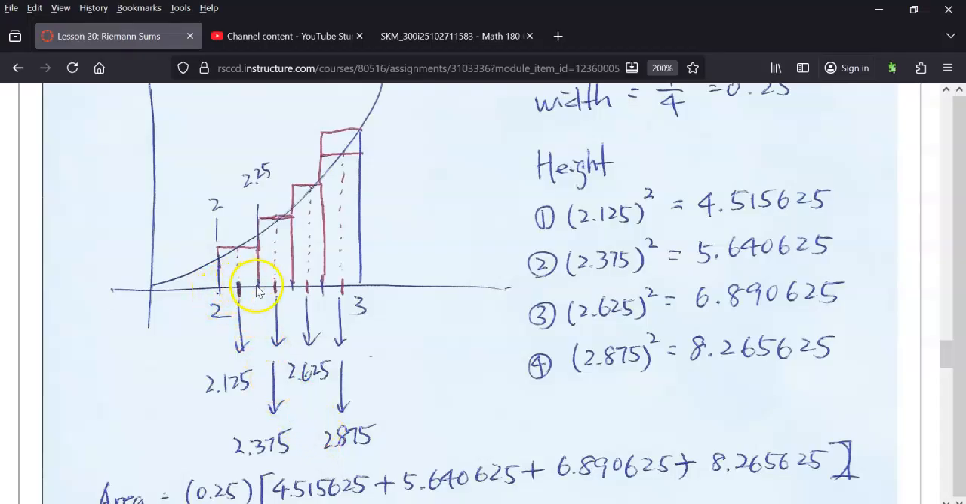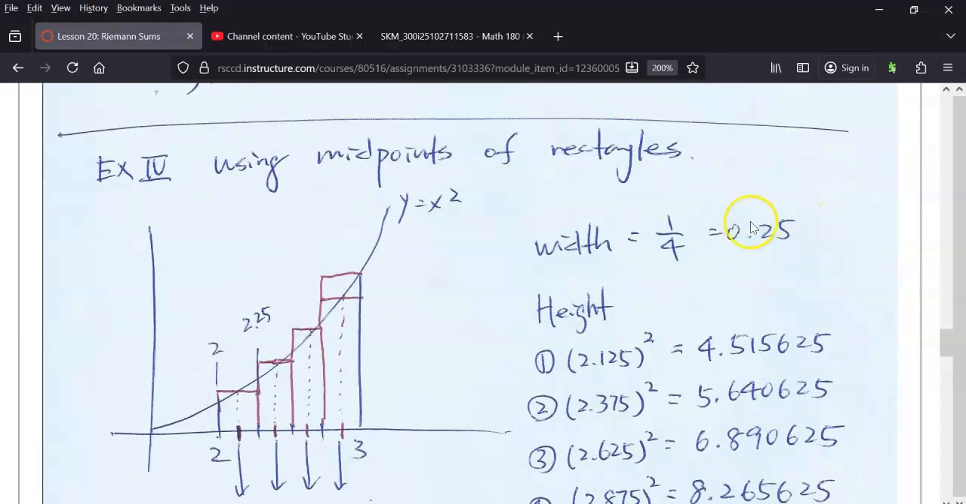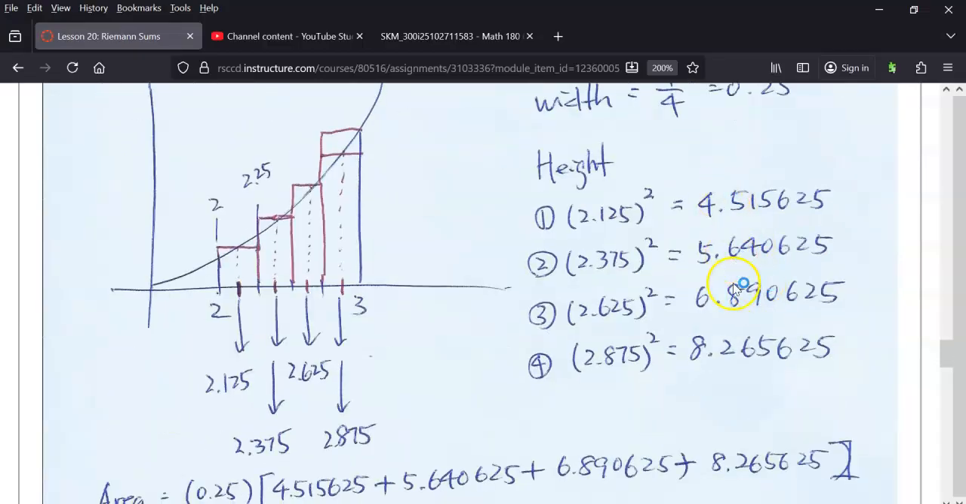So between 2 and 2.25 is 2.125. Between 2.25 and 2.5, you get 2.375. Between 2.5 and 2.75 is 2.625. And between 2.75 and 3 is 2.875. So these four are the numbers you're going to plug into the function x squared to get the height of the rectangle. The width is still the same, 0.25. These are the new heights.